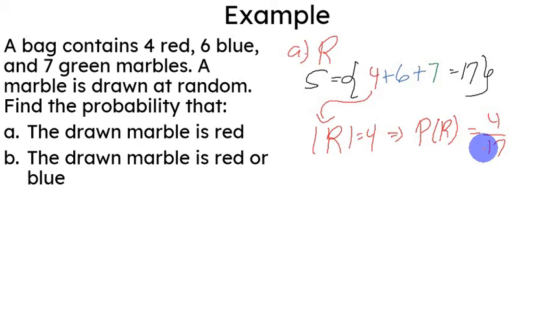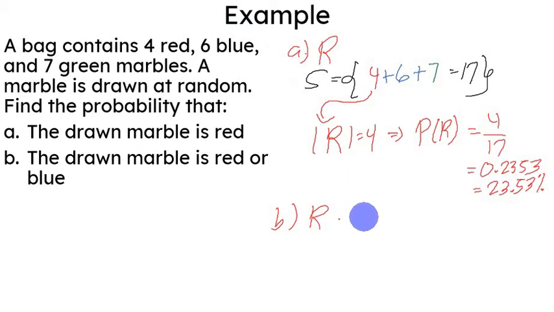If some do not understand how big or small 4 over 17 is as a probability, you can convert it into decimal, which, rounded off to 4 decimal places, is 0.2353. In percentage, that's 23.53%. So more or less, there's around a 20% chance that when you draw the marble, that marble is red.